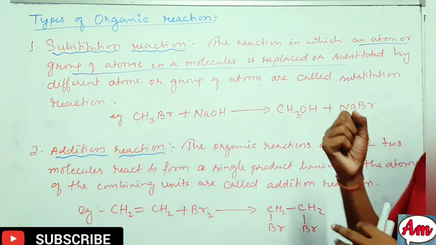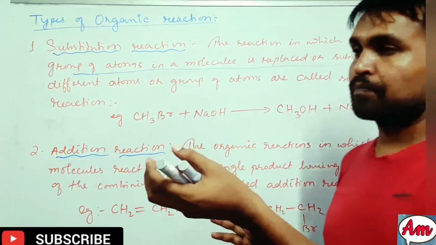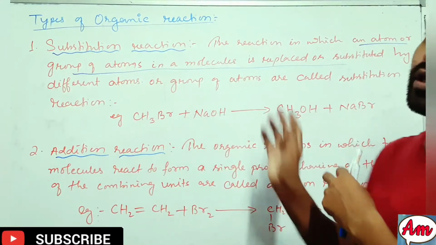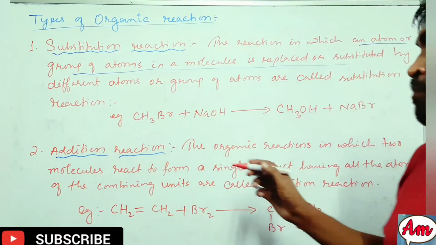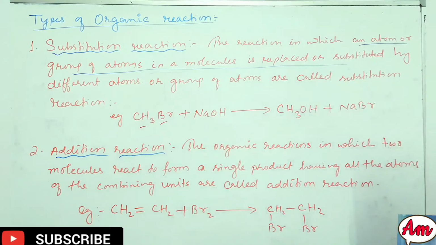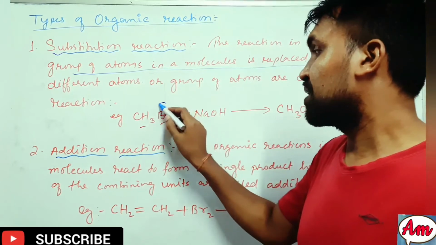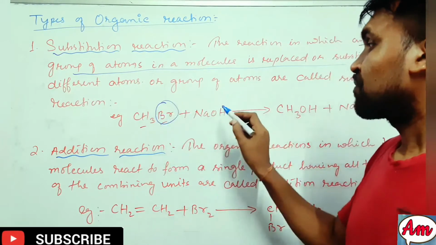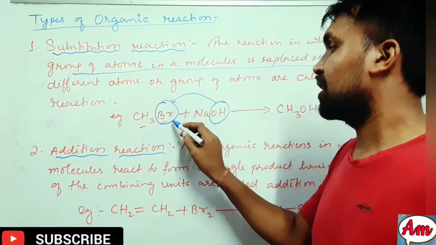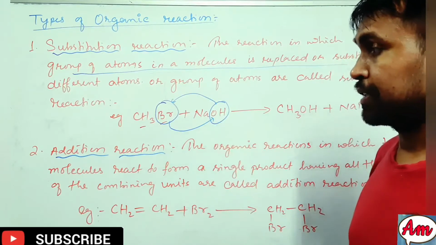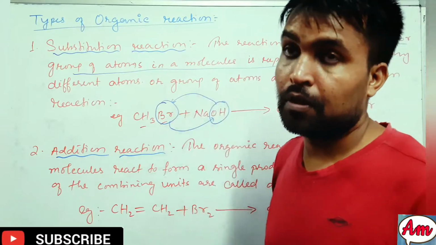When you are replacing, one atom will be replaced by another atom only. Two atoms you are taking out from there, then two atoms we will put from here. So for example, let us try to understand in a better way. CH3Br and NaOH. Here how many atoms of Br are there? Only one. And how many atoms of OH are there? Only one. So OH will be replacing Br and Br will be replacing OH. Br will be coming in the place of OH and OH will be going in the place of Br.